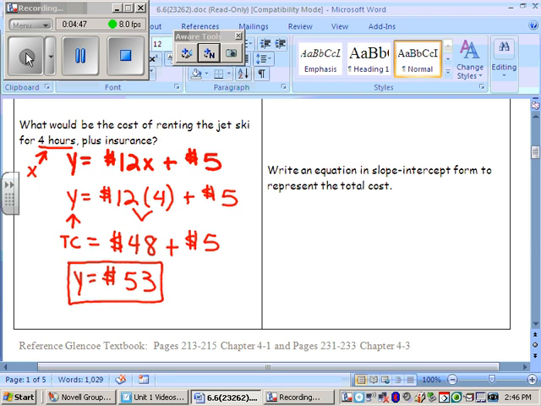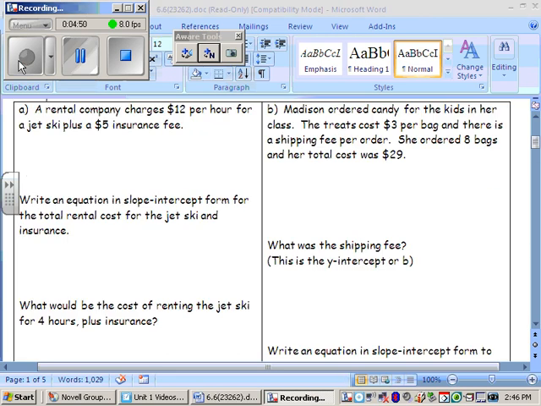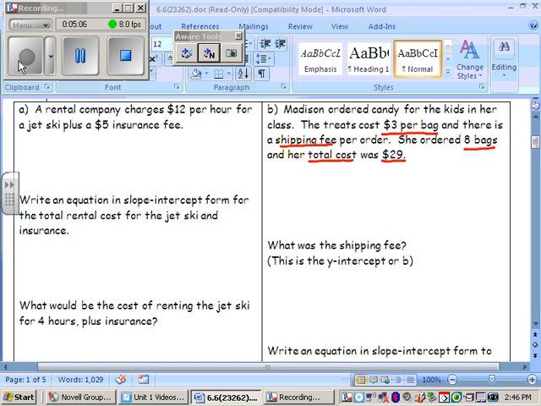Now let's take a look at example 2. Example B states, Madison ordered candy for the kids in her class. The treats cost $3 per bag, and there is a shipping fee per order. She ordered 8 bags, and her total cost is $29. So again, you first want to decide, will I write my equation in standard form or slope-intercept form? Well, it seems like since there's a total cost given, that we would be using standard form. So it depends on what the rest of the question is asking. So let's move on. So it says here, what was the shipping fee?